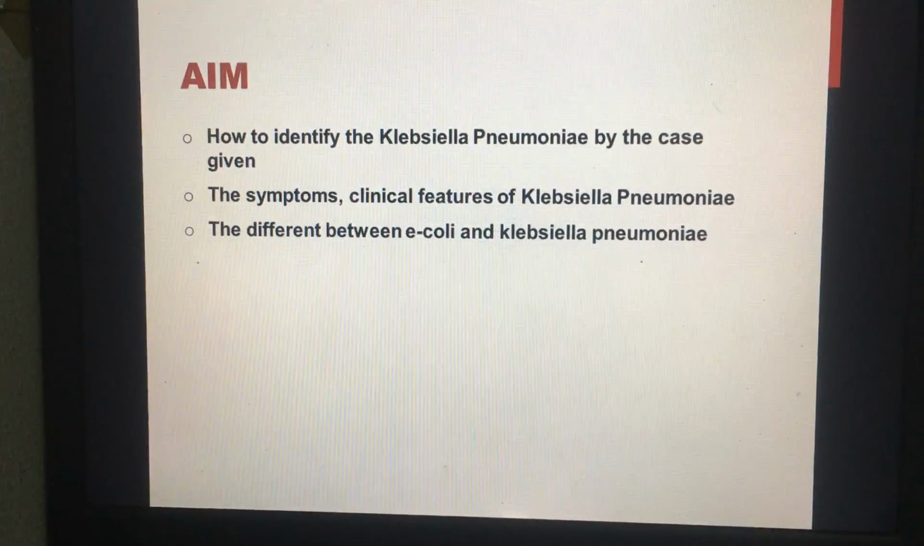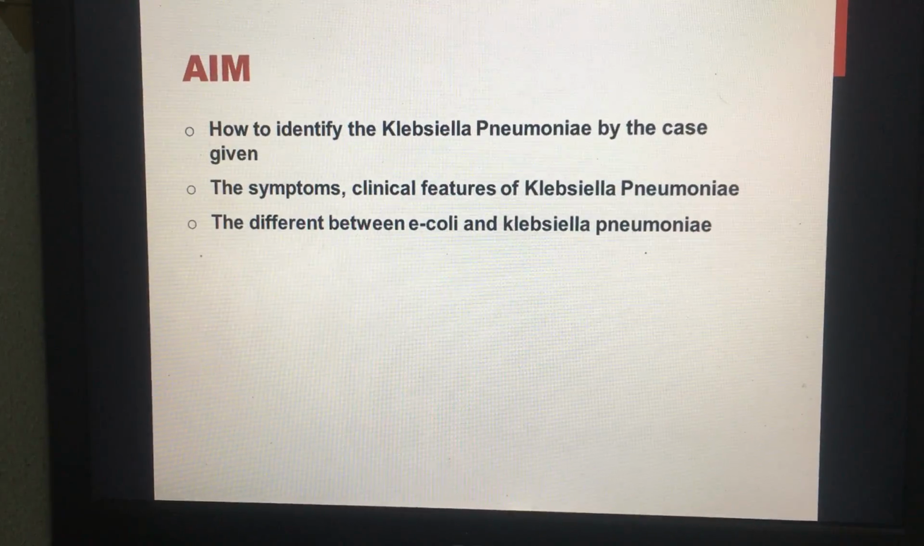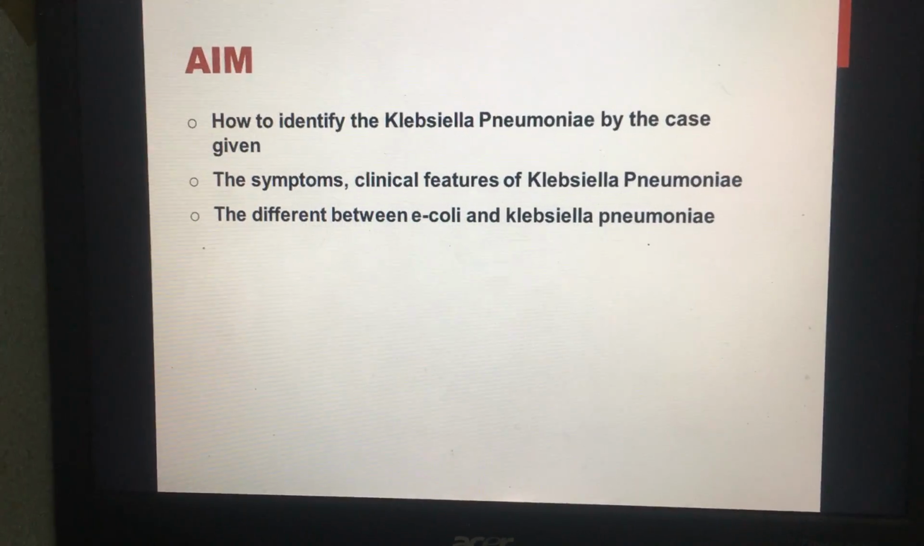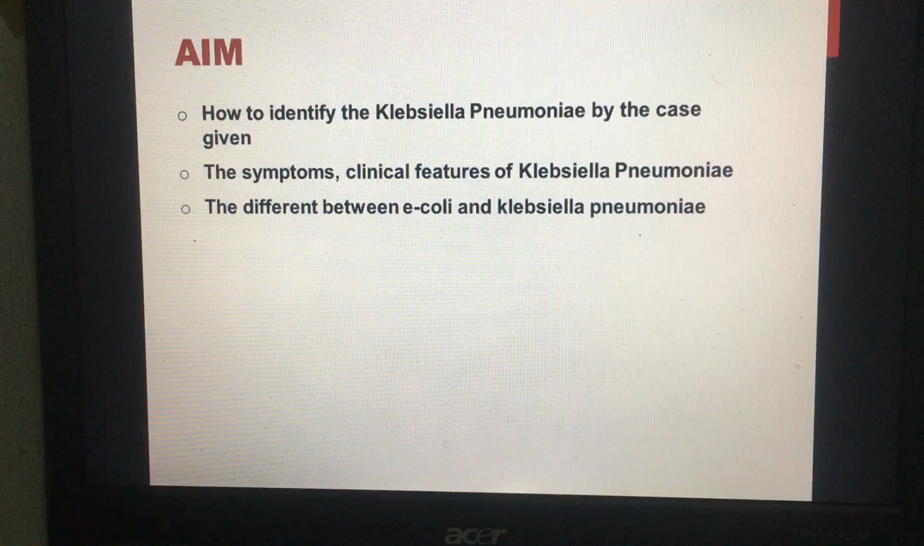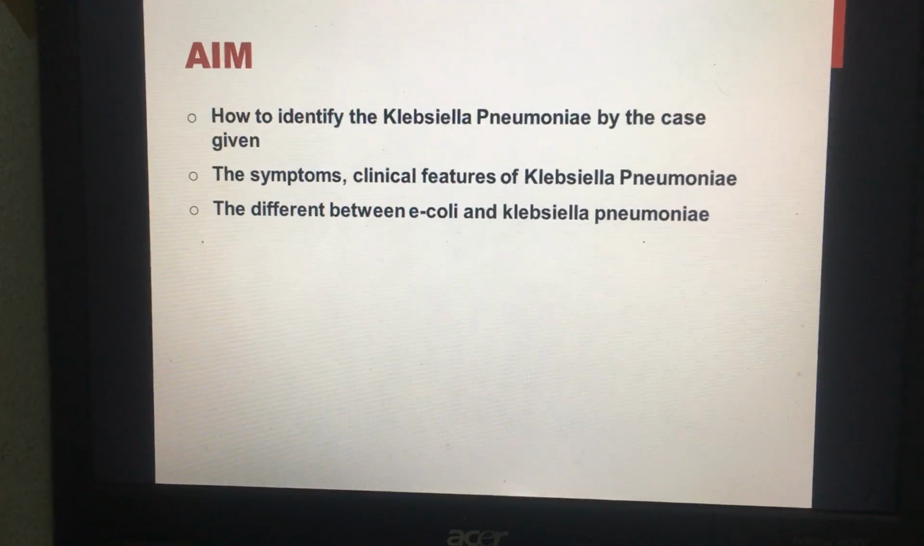Okay, the aim is how to identify Klebsiella pneumoniae from the case given, the symptoms, the clinical features of Klebsiella pneumoniae, and the difference between E. coli and Klebsiella pneumoniae.